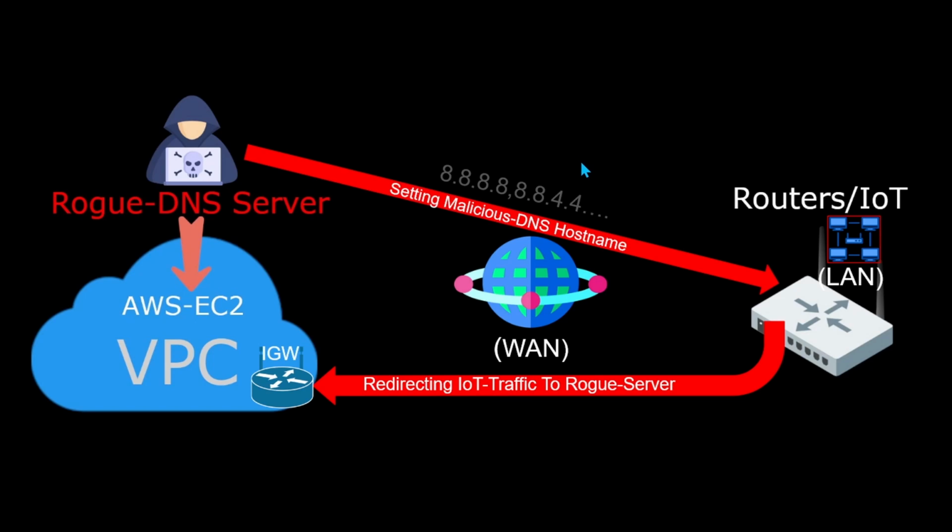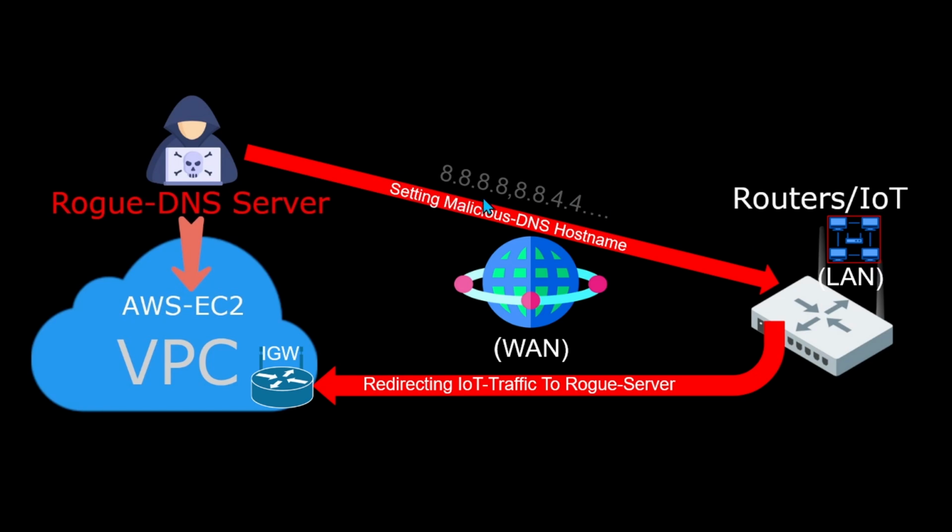Hello everyone, as you can see from this video, I will be explaining how we can set up a Rogue-DNS server on the EC2 instance on the AWS VPC, Virtual Private Cloud. We'll also set up an IGW, Internet Gateway, which will go to the wide area network where we can intercept the traffic from any router or IoT devices that will have the specific DNS setup inside.